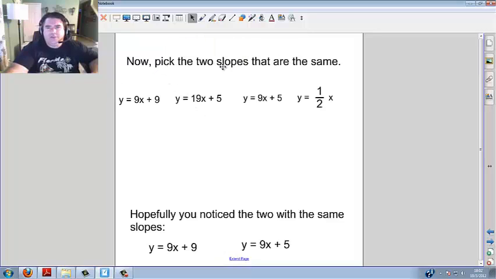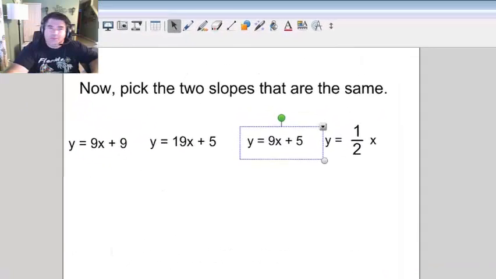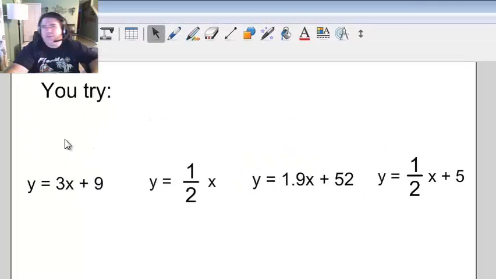Now, pick the two slopes that are the same here. If you notice these four, how can I determine? Well, notice how these two have the same slope in front, 9x and 9x, and different y-intercepts. These two do not. This is exactly what you'll see on part of your homework, which is why I bring this up to you. So you go ahead and try now.